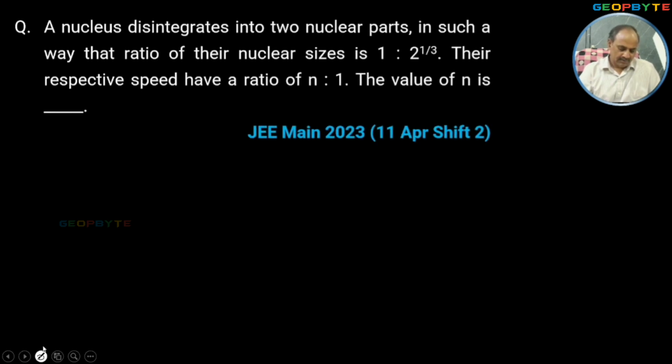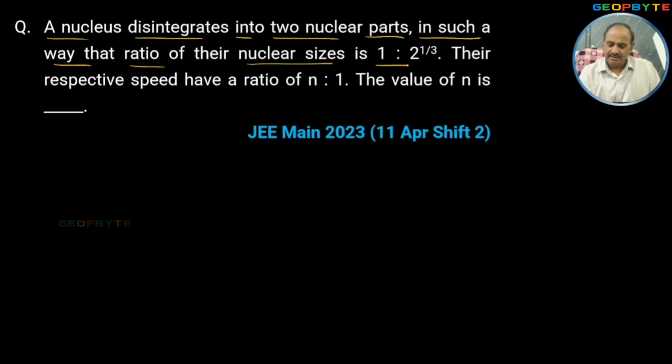Similarly, let us take another important problem. Look at the screen. It is asking like this: a nucleus disintegrates into two nuclear parts in such a way that the ratio of their nuclear sizes is 1 is to 2 power 1 by 3. That means d1 by d2, right?